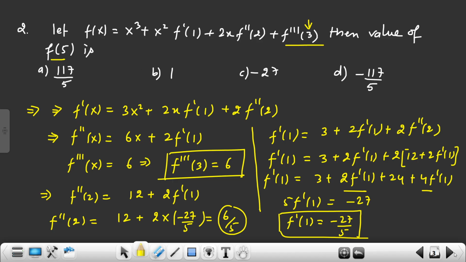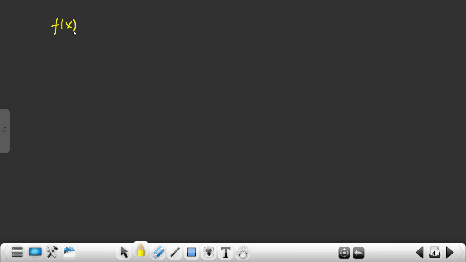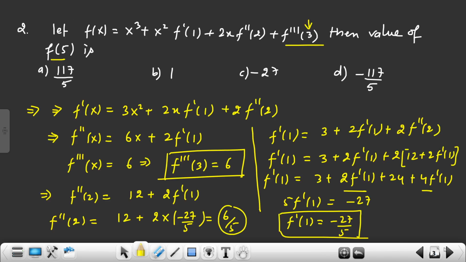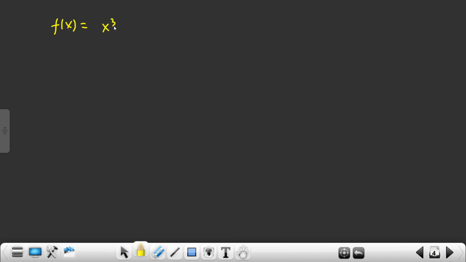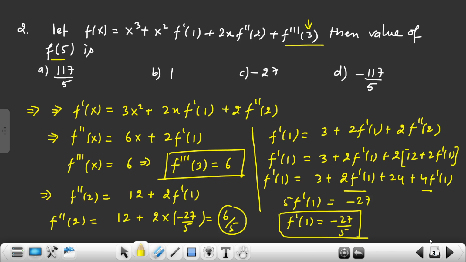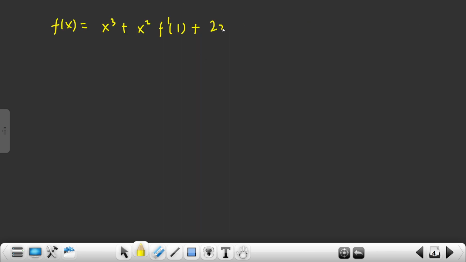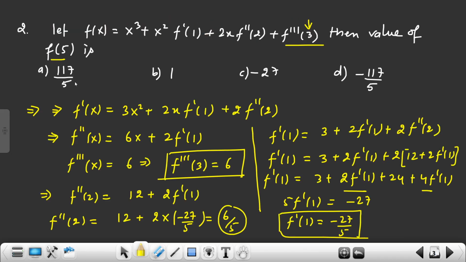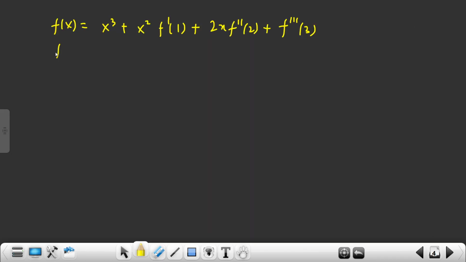Now f(x) is how much? Let's rewrite the equation again. f(x) is x cube plus x square f dash 1 plus 2x f double dash 2 plus f triple dash 3. We have to find the value of f(5), so in place of x we put 5. 125, plus 25 f dash 1.